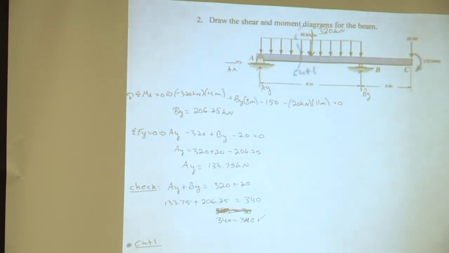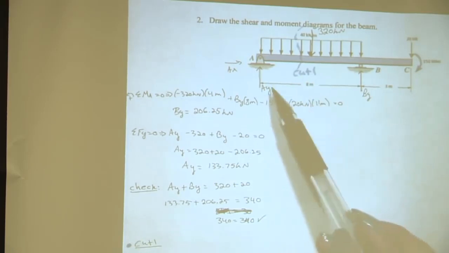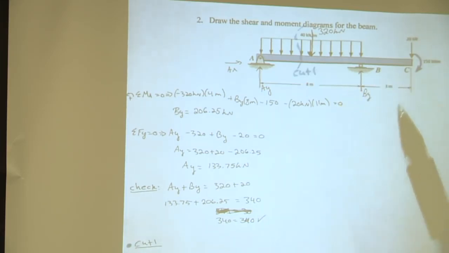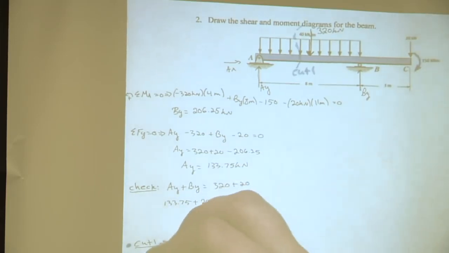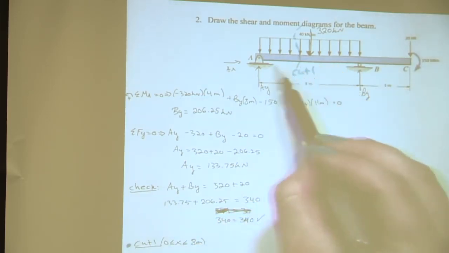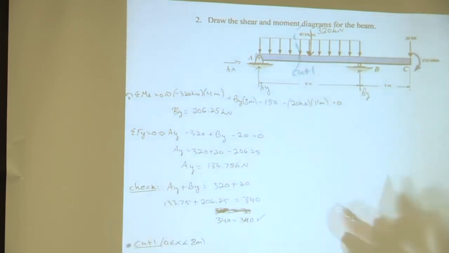Okay, so this cut 1 right here that we cut, where is that valid for? From where to where? From A to somewhere in the middle of that. So from 0 to 8? Is that what you're saying? Okay, so this is valid from 0 is less than or equal to x is less than or equal to 8 meters. So this cut, we can say, is somewhere along this, but we don't know where.